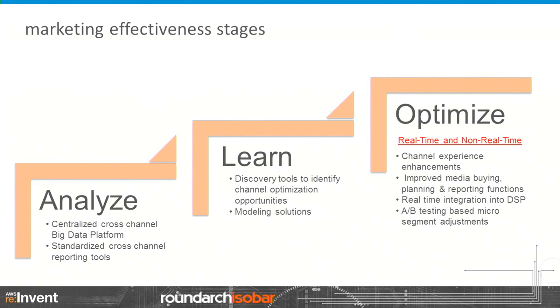So that's the second stage of maturity. And then comes the true optimization. Some optimizations are done in real time. So if you have a real experience right now, like on the website or on the search platform, you make those optimized in real time. Some optimization can be done to improve your operations, like media buying, reporting, planning functions. You do real-time bidding, DSPs, or you can do the adjustments of your experience with A/B testing.